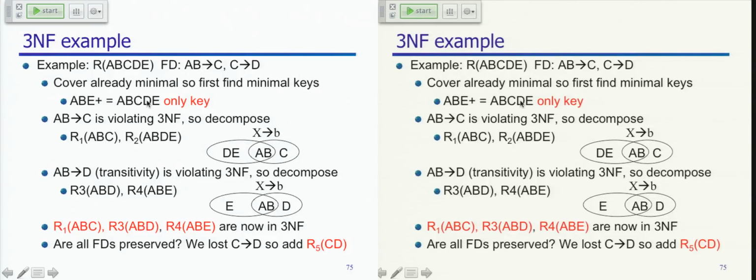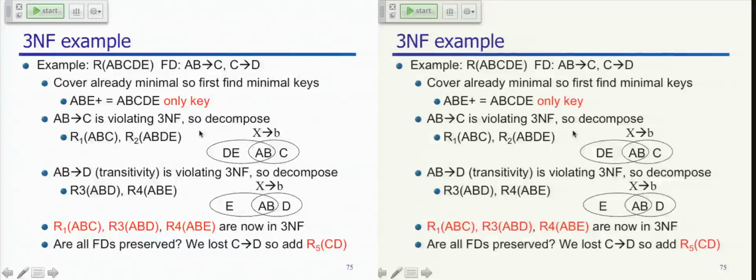So the only key for my relation is going to be ABE. Now that I know what my key is, I can check based on these two rules whether something is in 3NF or not. I have a functional dependency which says AB determines C. First question, is AB a key? The closure of AB is ABCD, does not find E, so AB is not a super key. My second option would be whether the right-hand side is part of a key. So the question is, is C part of a key? This is my only key, C is not a part of it, so this is violating 3NF because neither of those are valid.